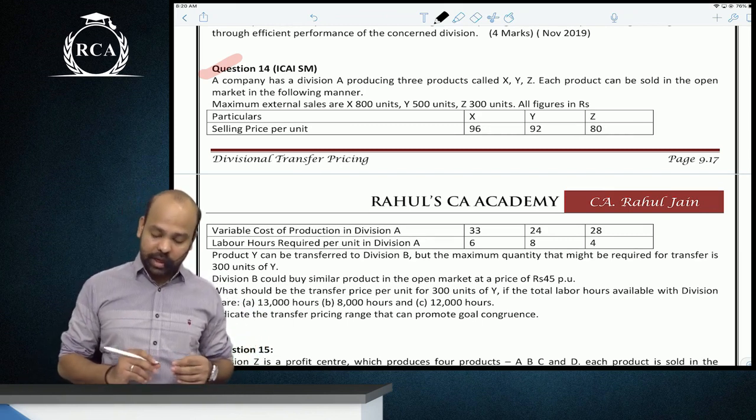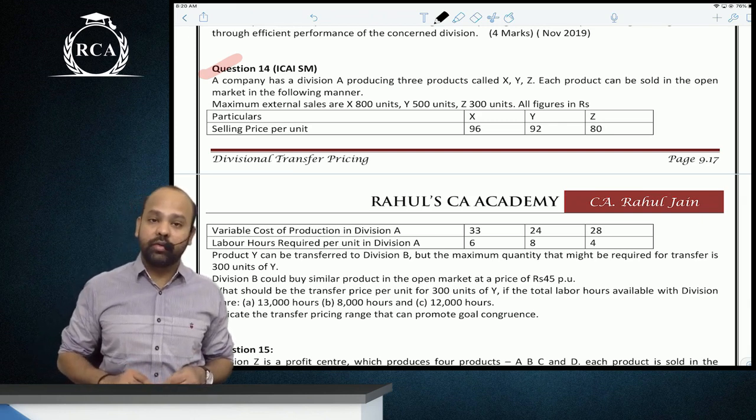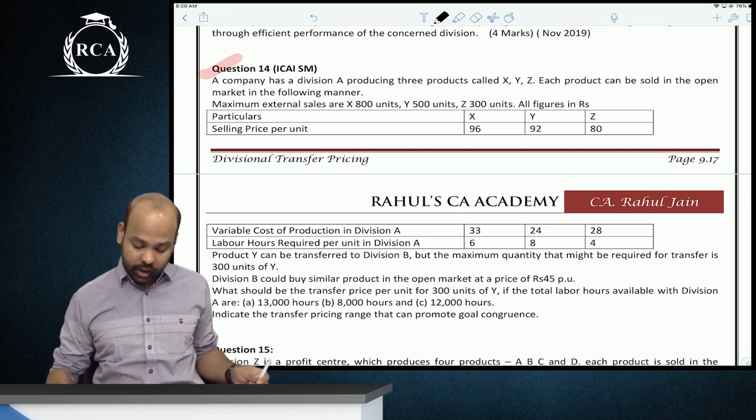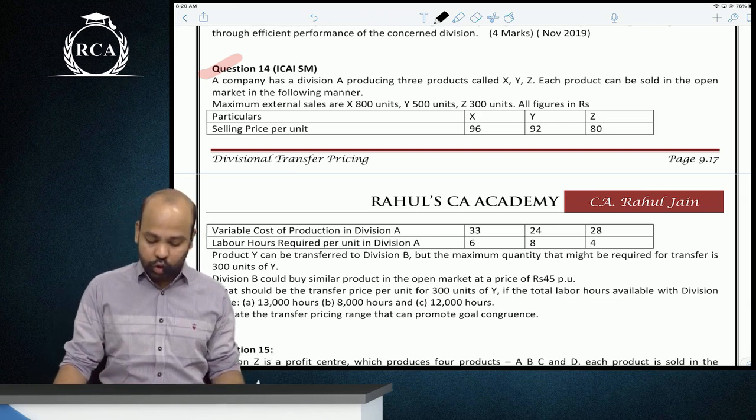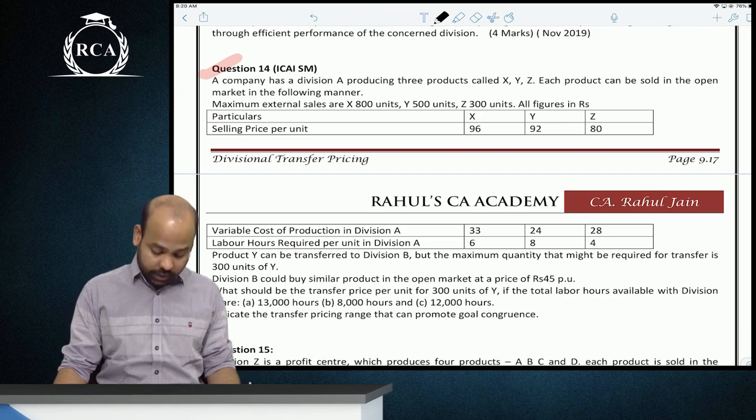Below, the selling price per unit is 96, 92, and 80 rupees. The variable cost of production in division A is 33, 24, and 28. The labor hours required per unit in division A are 6, 8, and 4.